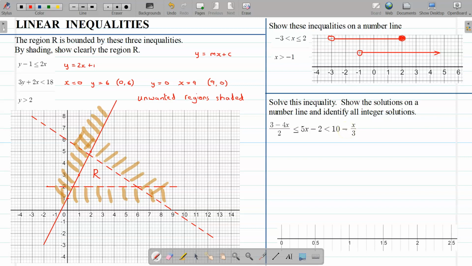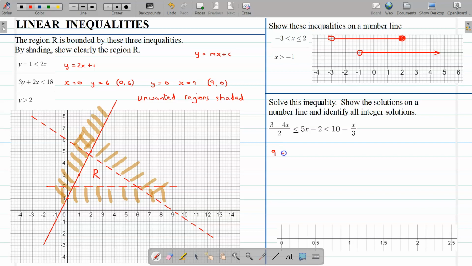Just bear in mind, if you ever multiply by a negative number, you need to change inequality signs round. So try to avoid that if you can. So let's make a start, and I'm going to notice a common denominator of, I've got a 2 there and a 3 there. So if I multiply the whole thing by 6, I will clear the fractions. So let's do that first. So I'm going to have, that's going to end up becoming, if I times that by 6, it's going to become 9 minus 12x.